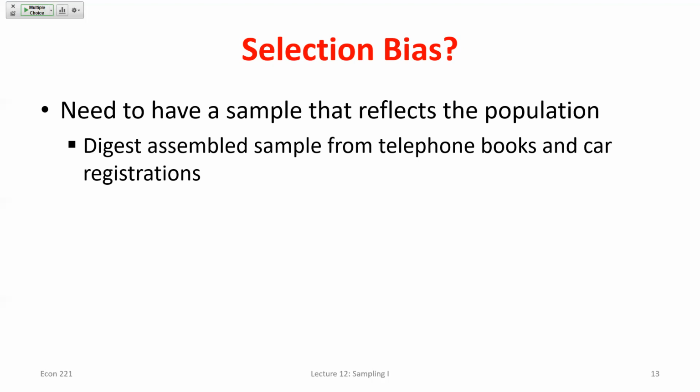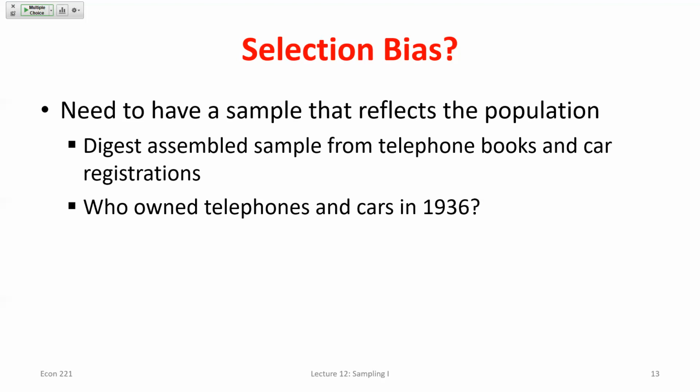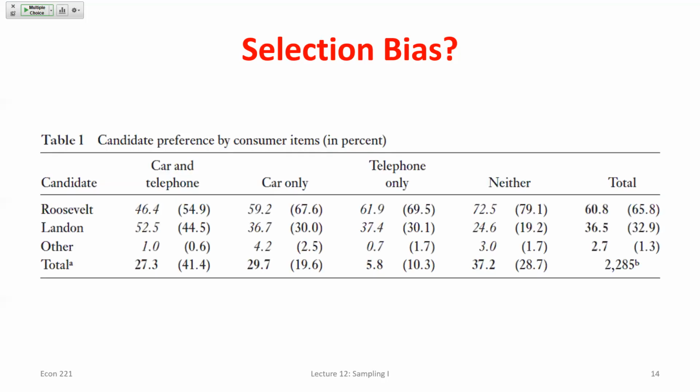Yeah, if you had your own telephone line and you owned a car in 1936, you were very wealthy, right? By-product of how they sent these mailers out, we're going to end up with a selection bias based off of income. Our sample is going to have way more wealthy individuals than the population does, in terms of the percentage.